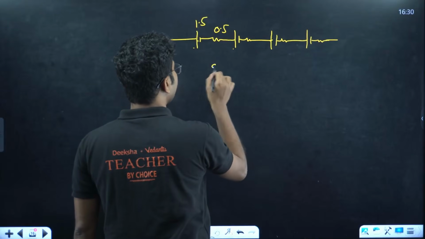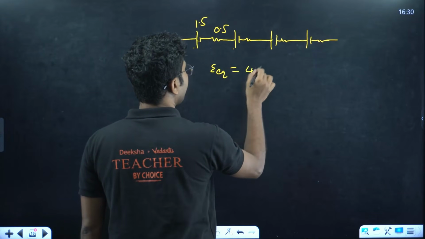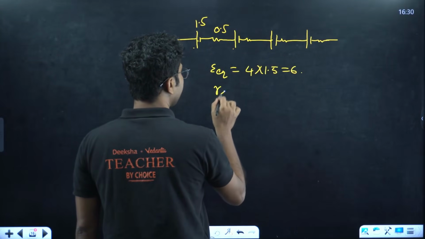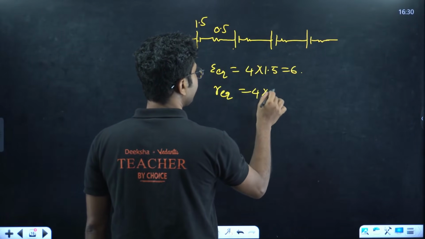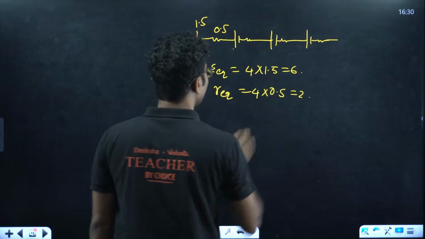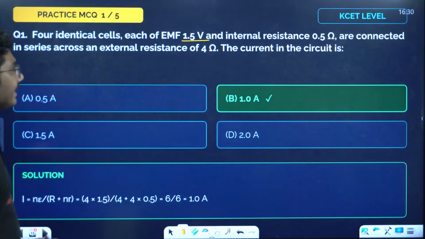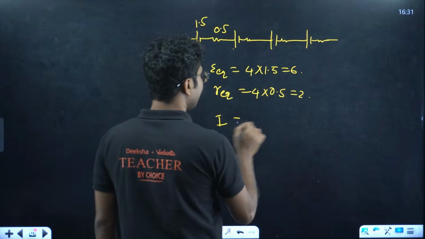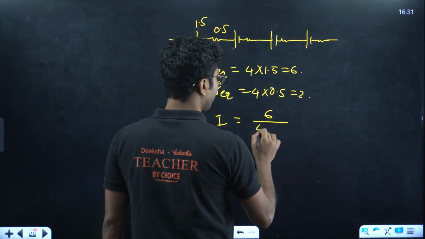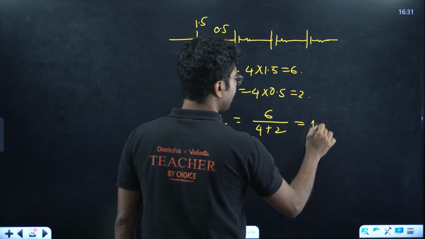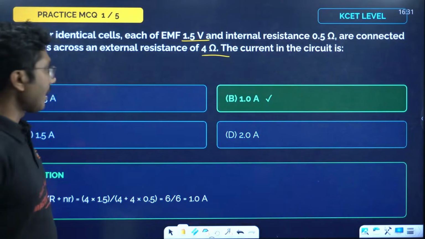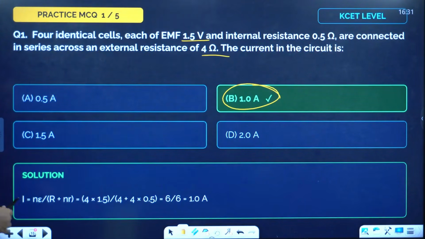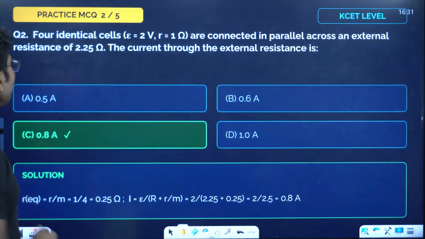So what is the equivalent EMF? 4 into 1.5, that is 6. And what is the r equivalent? r equivalent is 4 into 0.5, that is 2. So what is the current in the circuit? The external resistance is 4 ohm. So the current in the circuit is given by 6 by 4 plus 2, that is 1 ampere. So the correct answer is option B, 1 ampere. Now let's move on to the next question.